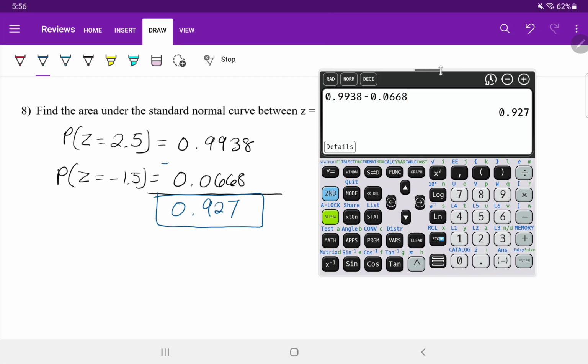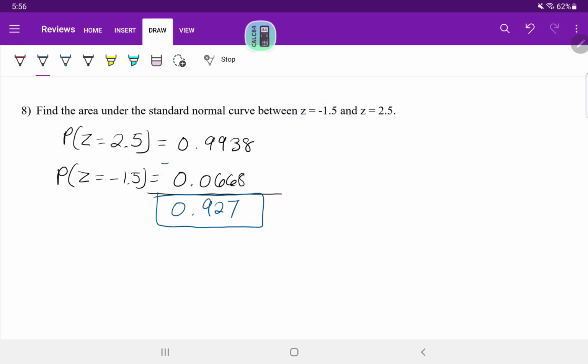So once again, when the area is in between, find the probability of both z-scores, and subtract: bigger probability minus smaller probability. So I'm going to write that over here. Bigger probability minus smaller probability.